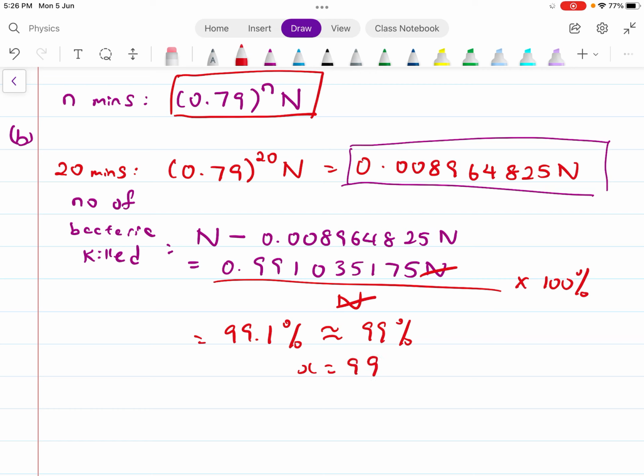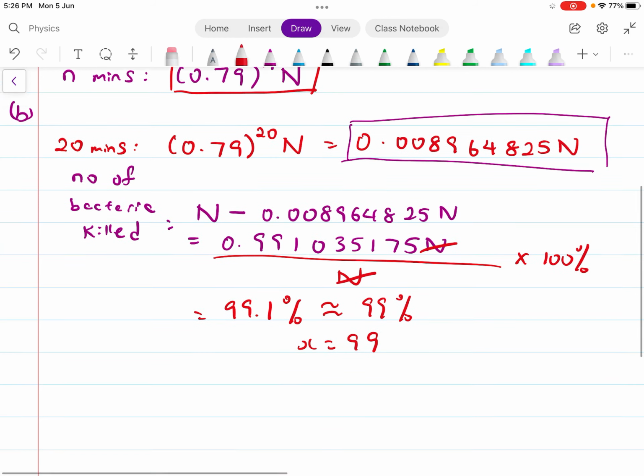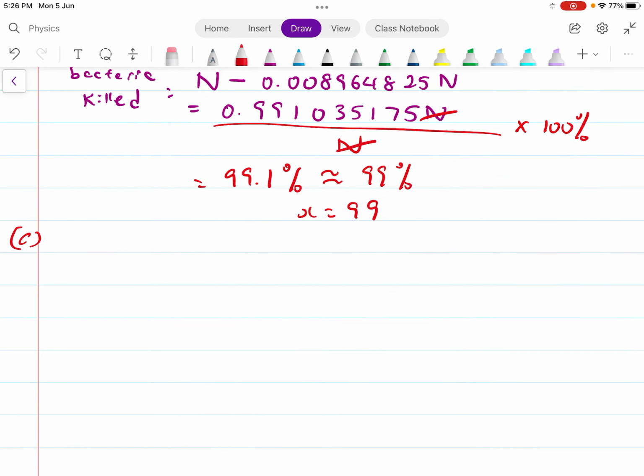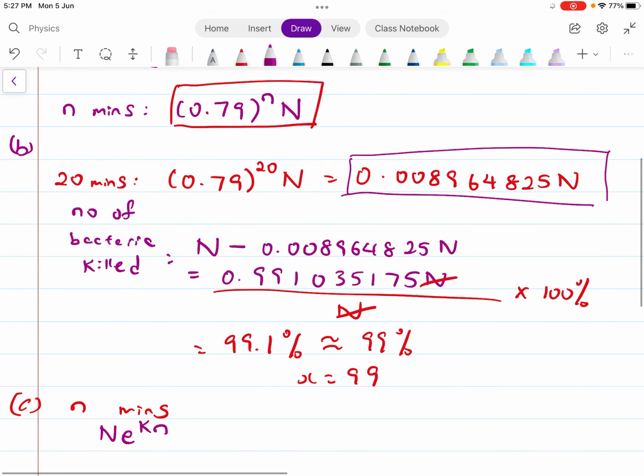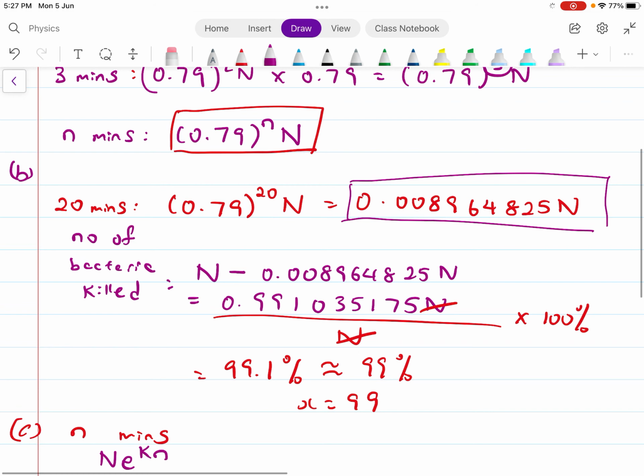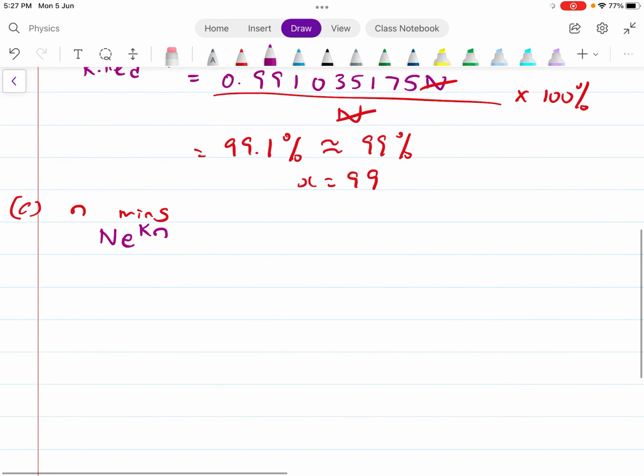The last one: given that the number of germs expected to be alive can be expressed in terms of N e^(kn), find the value of the constant k. So now we go on to part C. After n minutes, the number of bacteria is N e^(kn). How do we do this? Very simple. First, we make use of the first part, which is this thing, 0.79.